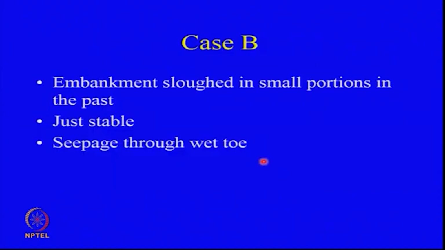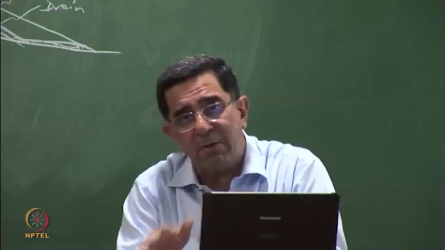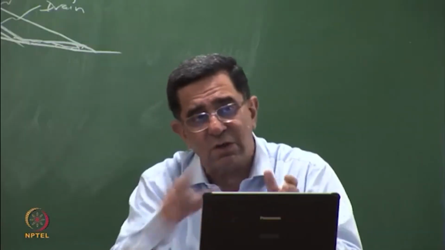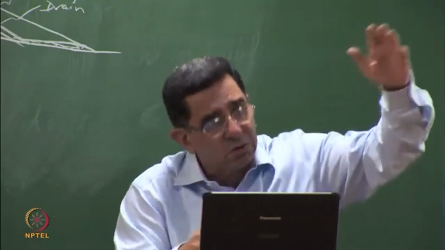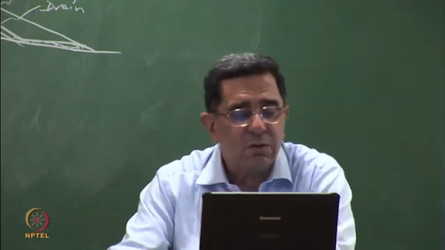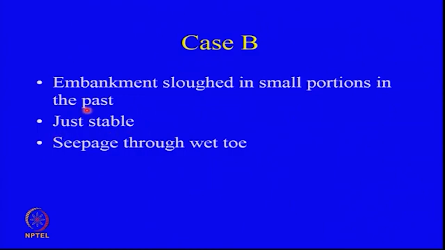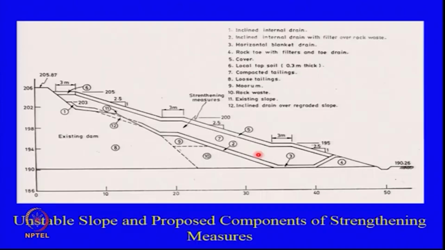The second case which I am going to discuss with you is a tailings dam in which complete failure had not taken place, but the embankment was beginning to move. You could see sloughing. Sloughing means material wanting to move forward, but no slurry had come out. So the embankment was just stable, but you could see the seepage on the downstream side showing that the internal drain was not working.